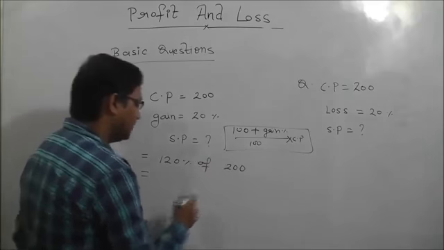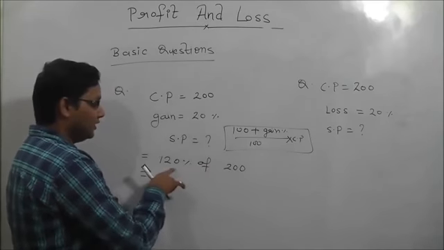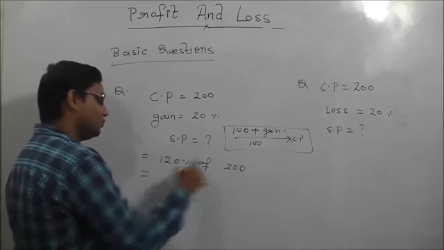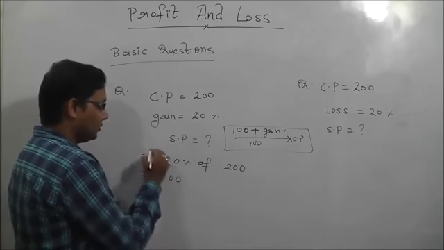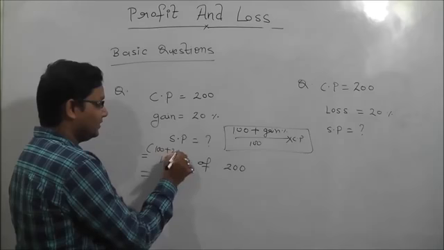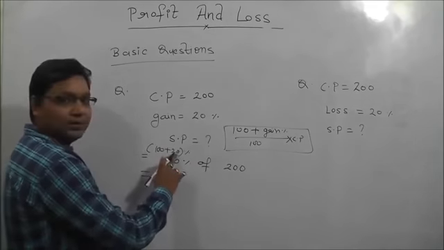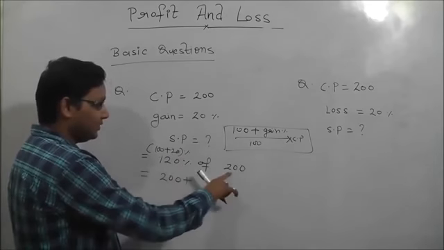So 120% of 200 is how much? 120% means 100% plus 20%. So 100% of 200 will be 200, because 120% is 100% plus 20%. So 100% is 200. Now remains 20%. So 10% is 20.